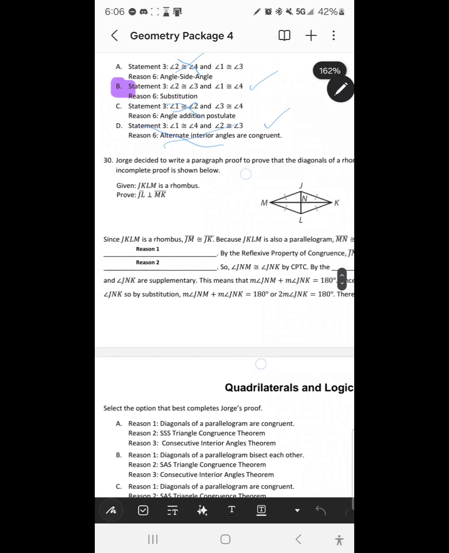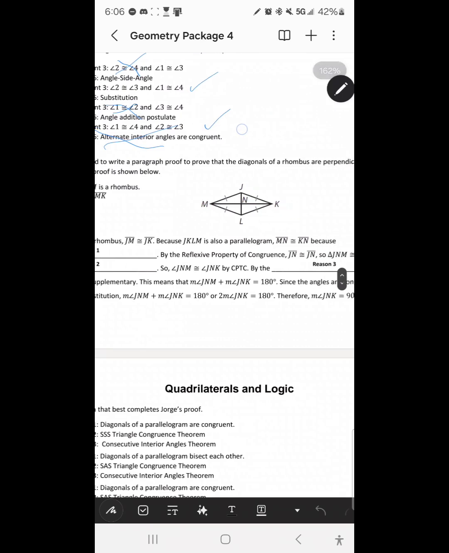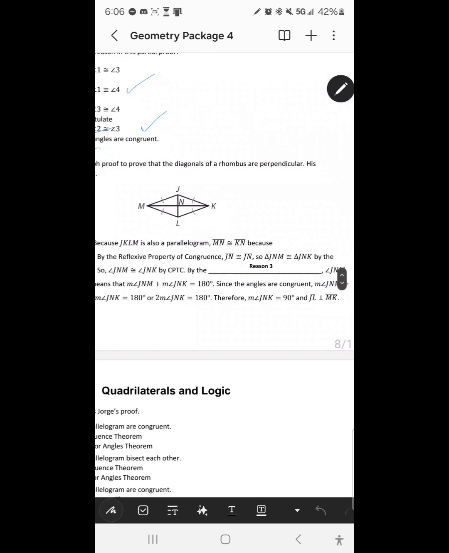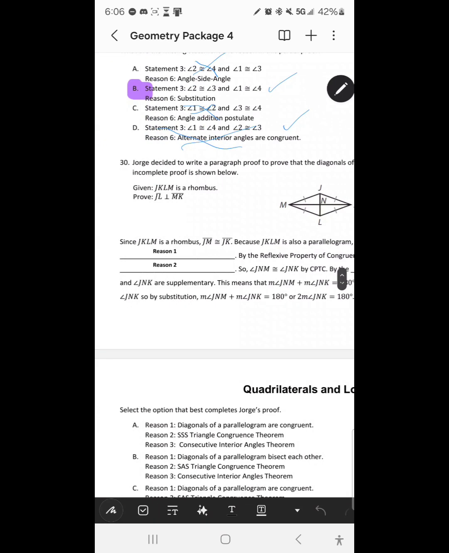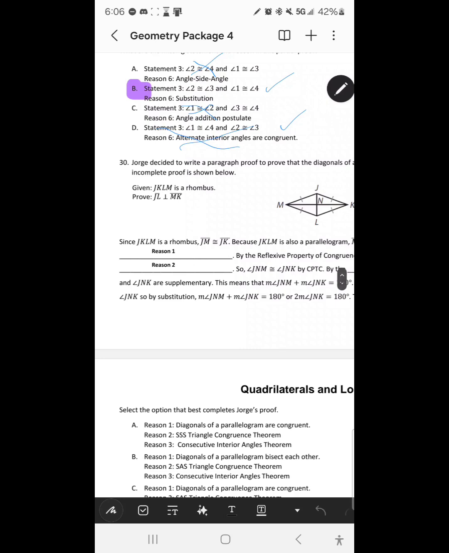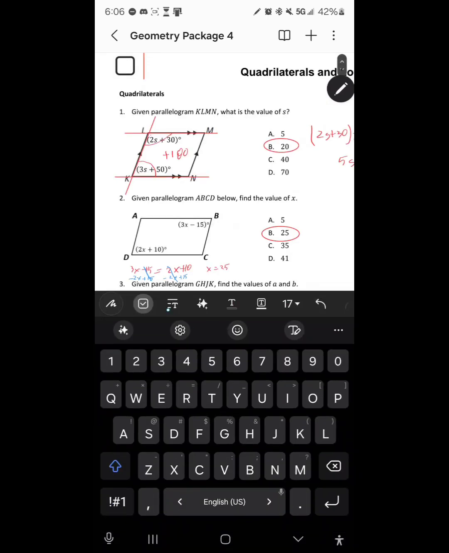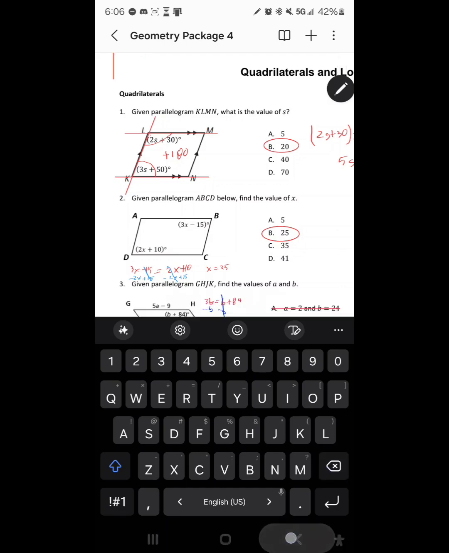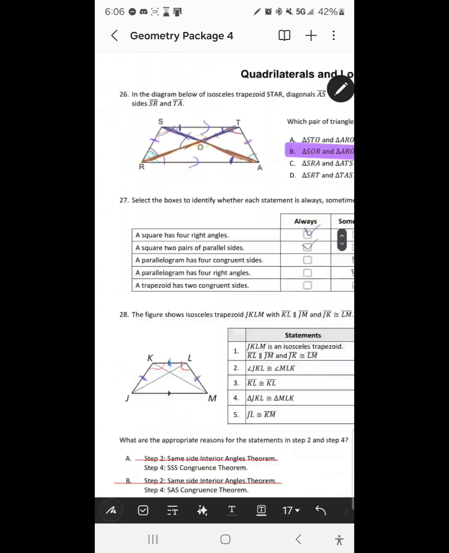So let's do 3. You decide to write a paragraph proof to prove that the diagonals of a rhombus are perpendicular. His incomplete proof is shown below. Let's do this. One second.